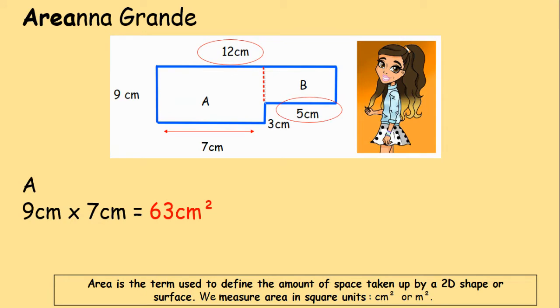I can use this to help me work out the area of shape A. I can now multiply the length and the width. 9 centimeters multiplied by 7 centimeters is going to give me 63 centimeters squared. Remember, your area needs to be written in square units.